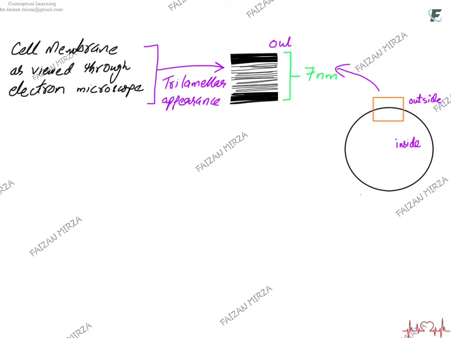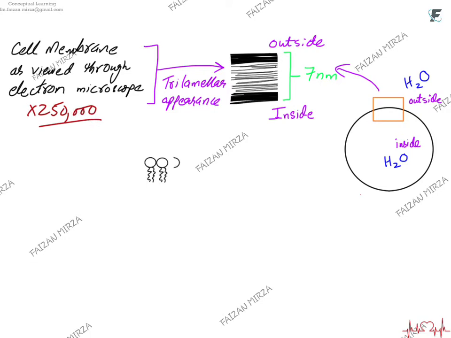in the center. The appearance is trilamellar, 3 layers, but it doesn't mean that the phospholipid membrane is made up of 3 layers. It's actually made up of 2 layers, a bilayer. But the appearance is trilamellar. This is the outside of the cell, this is the inside of the cell. This is visualized at 250,000 magnification, which is pretty high.